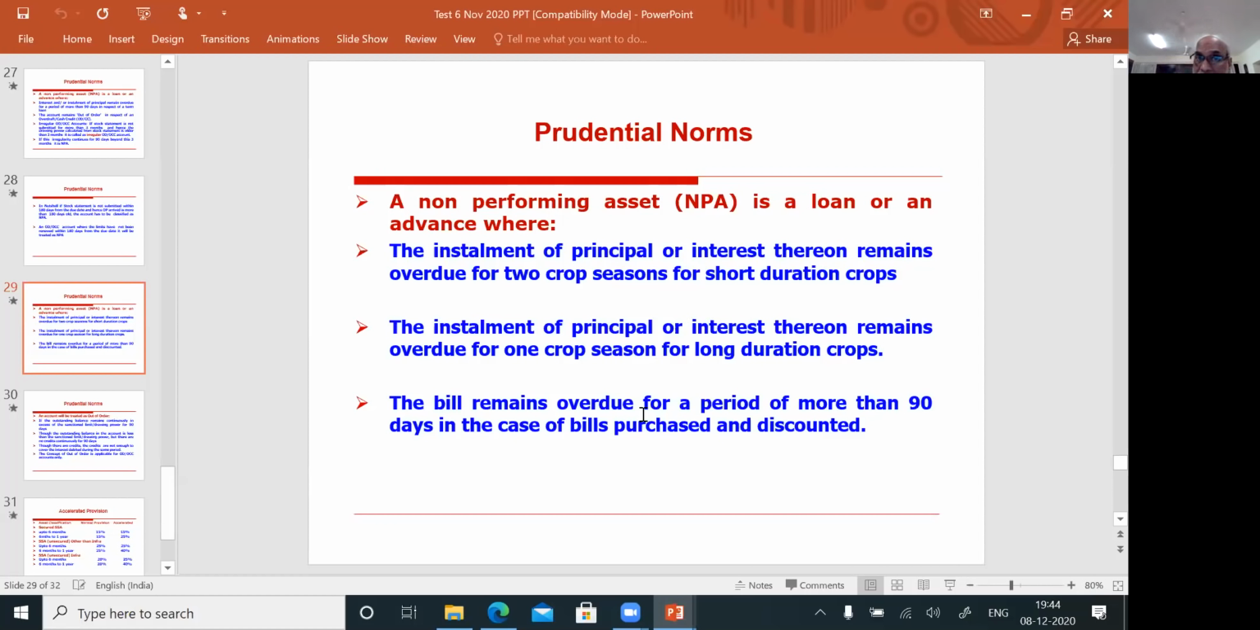In the case of bills discounted, you discount a bill, you discount a cheque. The bill remains overdue for a period of more than 90 days in the case of bills purchased and discounted. Purchase means you are discounting it and giving the money immediately. If the money given is not recovered for more than 90 days, in the case of bills or cheques discounted, the account will be classified as NPA. So what are all the things we saw for NPA? Term loan, OD-OCC out of order, OD-OCC submission of stock statement, OD-OCC renewal of limit, then short duration crop, long duration crop, bills discounted.